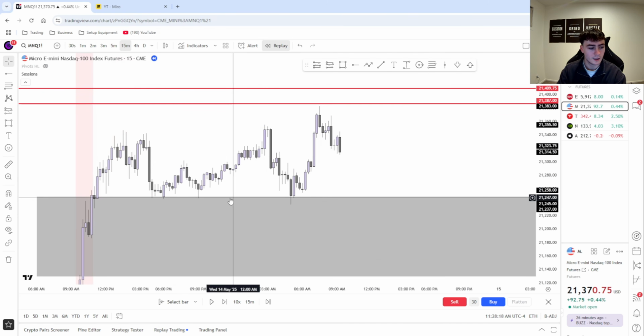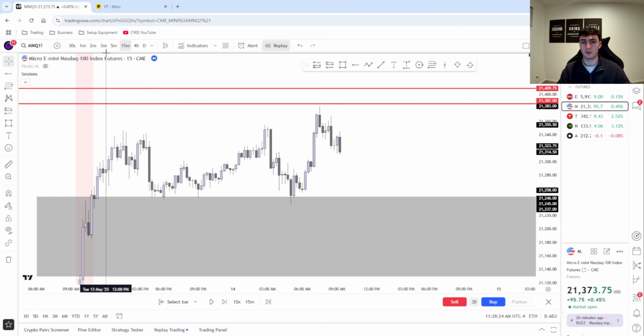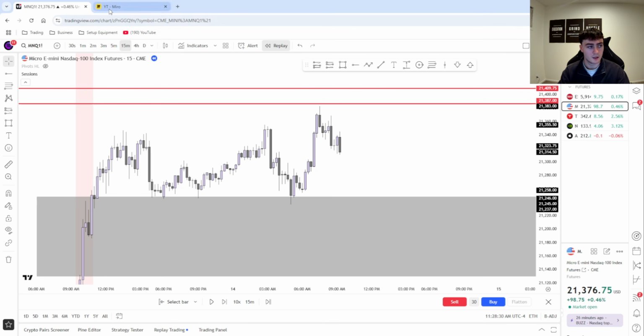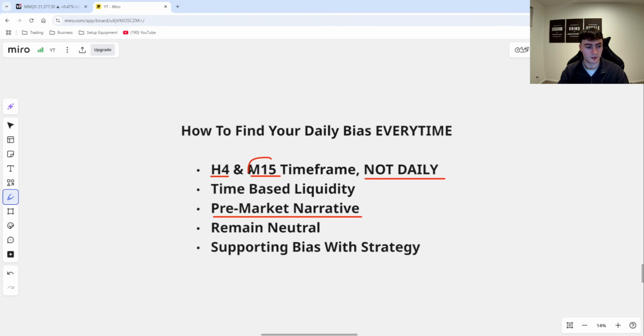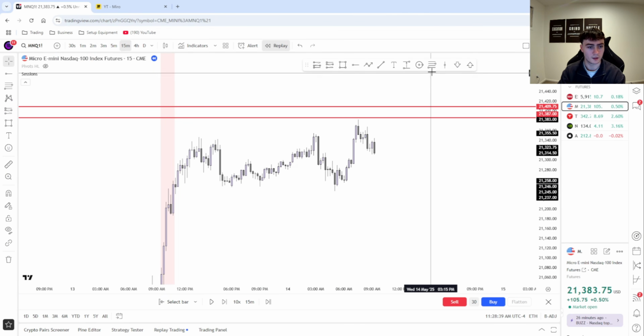So what we want to do in this scenario is use the 15-minute time frame and step number 3, pre-market narrative, to find our best prices to put in and where price is likely going to go with a bit of pre-market narrative. So the first thing that we're going to mark out with the 15-minute time frame is our time-based liquidity. That's the first thing we should always do. So we're going to leave those zones up here and move everything back like this.